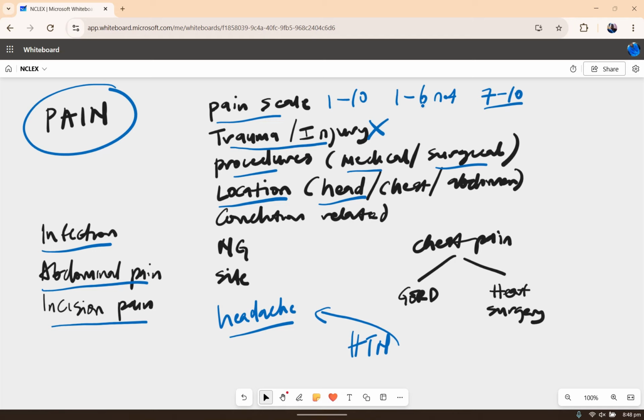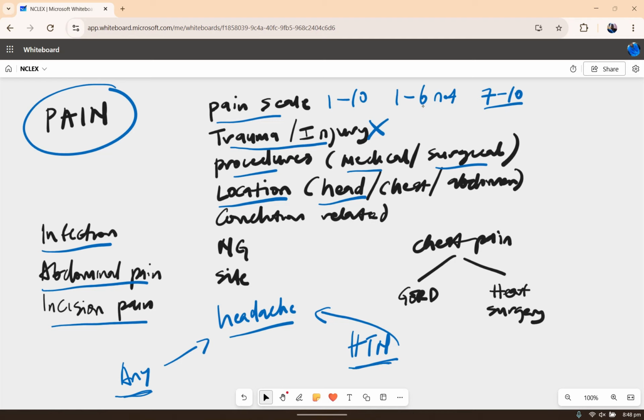Now, any other condition can also cause a patient to have headache. So if you have a patient who has hypertension with headache, or a patient who has any other condition and is having headache, the other condition is more of a priority to you than hypertension. So I want you to take note of that.